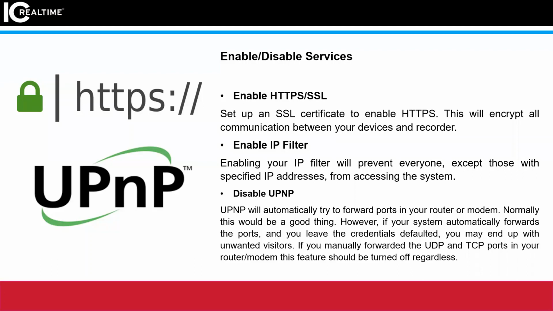Now, disabling UPnP, this is already disabled on IC real-time recorders. You want to make sure not to enable it. UPnP stands for Universal Plug and Play, and basically it will port forward. If UPnP is on the router, it will port forward all of the ports available in the port list. And this is not something that you want. So you do want to make sure that you don't enable UPnP on our IC real-time recorders, and that you leave that disabled.